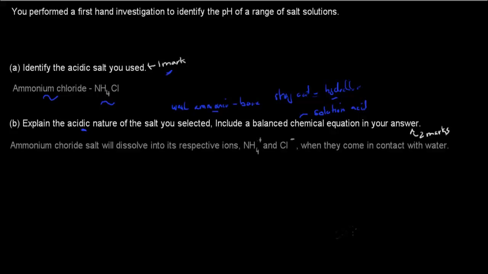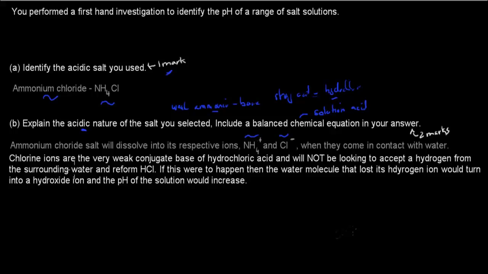What I wrote first is that the ammonium chloride salt will dissolve in water into its respective ions, the ammonium ion and the chloride ion. So when they come in contact with water, they turn into their respective ions. That's just a general statement of what happens when you put a salt into water.